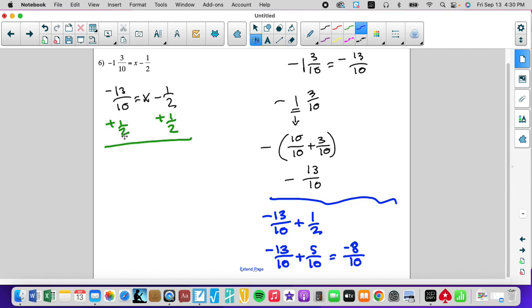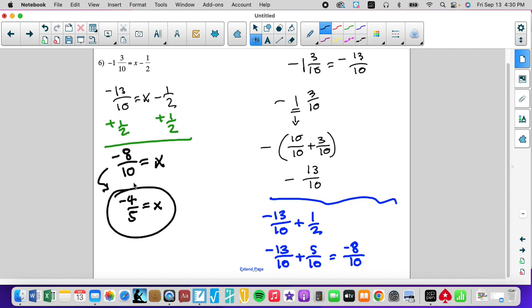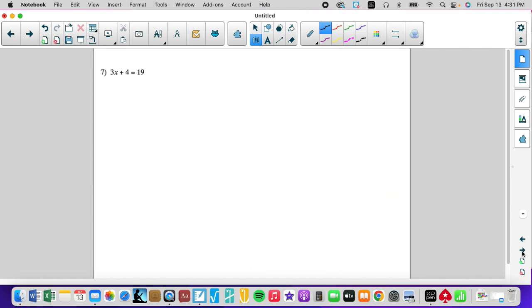So this combines to -8 tenths equals x, and we must simplify. You must simplify. What goes into 8 and 10? 2. And we're left with -4/5 equals x. Don't get your calculator out and start plugging in values and stuff like that. Just deal with the values. This is simple. This is very, very low-end fractional work. You don't need a calculator.